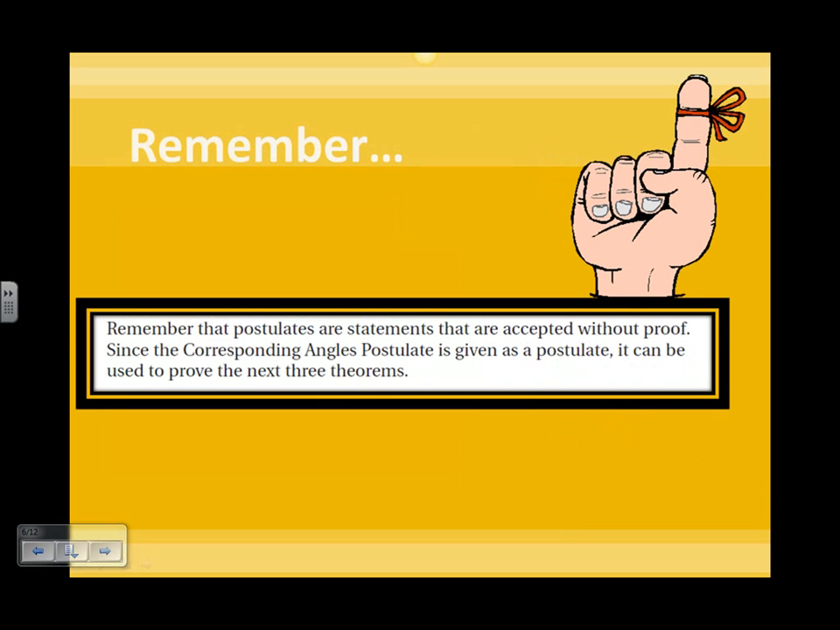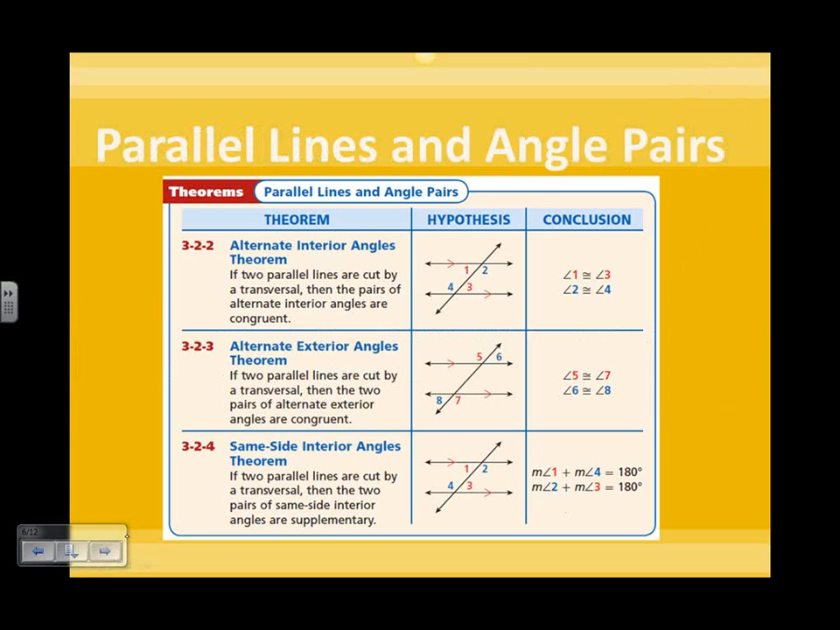Remember, the postulates are statements that are accepted true without proof. So since the corresponding angles postulate is given, it can be used to prove our next three theorems. So the next three theorems are the alternate interior angles theorem, the alternate exterior angles theorem, and the same side interior angles theorem. So we can see here for alternate interior angles, if two parallel lines are cut by a transversal, then alternate interior angles are congruent.